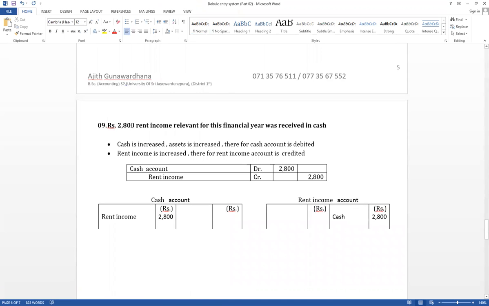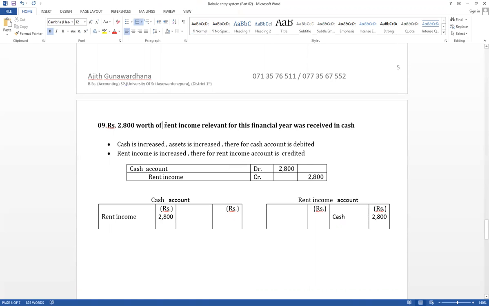Rupees 2,800 worth of rent income relevant for this financial year was received in cash. Relevant for this financial year, received in cash. Therefore, cash increase as well as rent income increase. Cash increase, asset increase, cash account debit. Rent income increase, that is income increase. Therefore, rent income account credit. Cash account debit, rent income account credit.